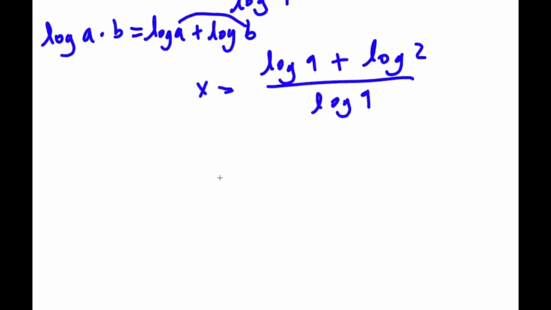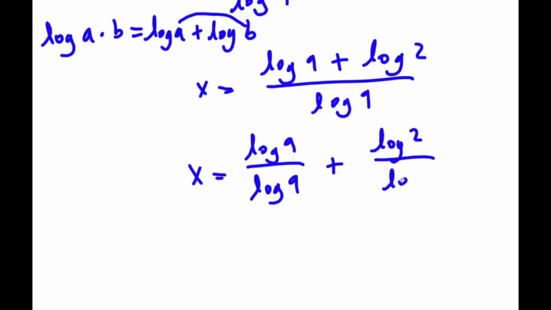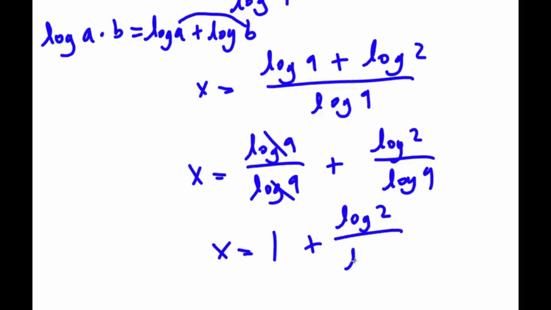And now, this is the same thing as log 9 over log 9 plus log 2 over log 9. All I simply did was divide this into two parts, because if you add these again, you'll simply get log 9 plus log 2 over log 9. So now, log 9 over log 9, these two would cancel out, so this is the same thing as 1. So I have 1 plus log 2 over log 9.